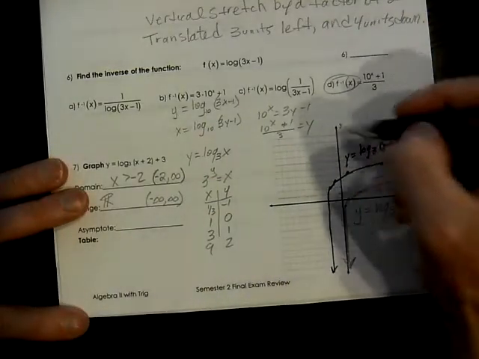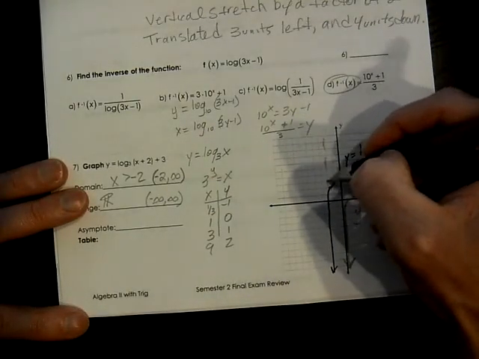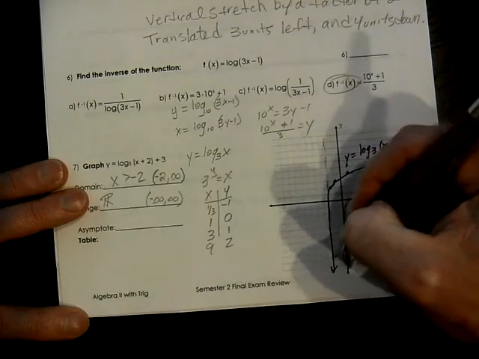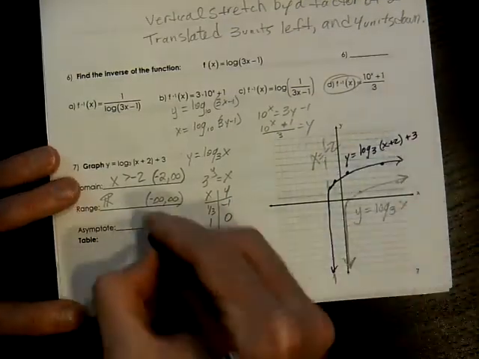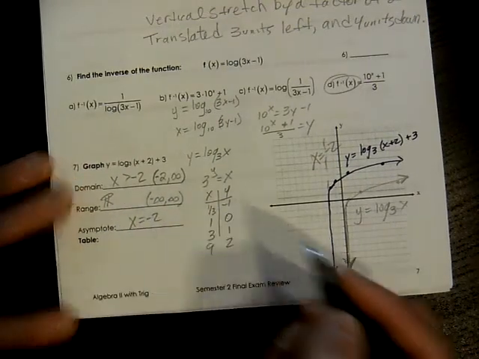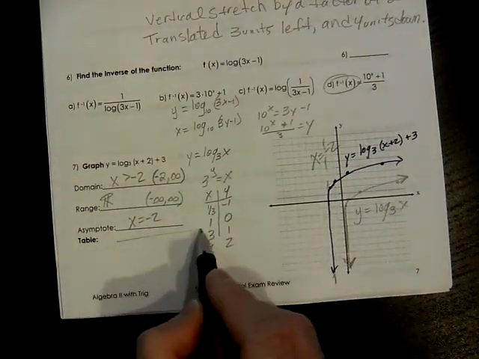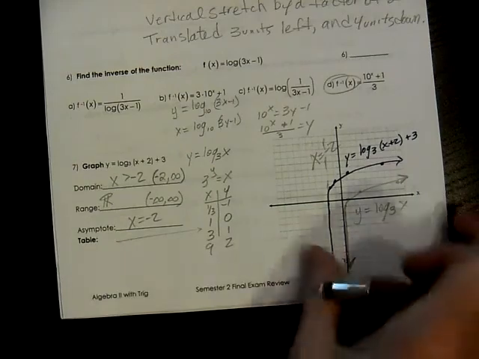We have an asymptote right here at x equals negative 2. We made our table. Excellent.